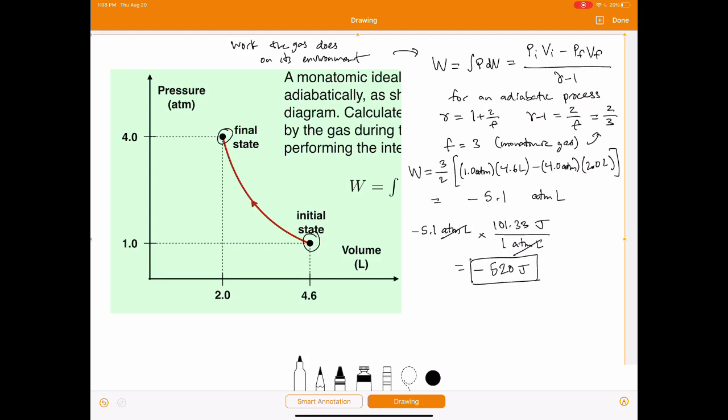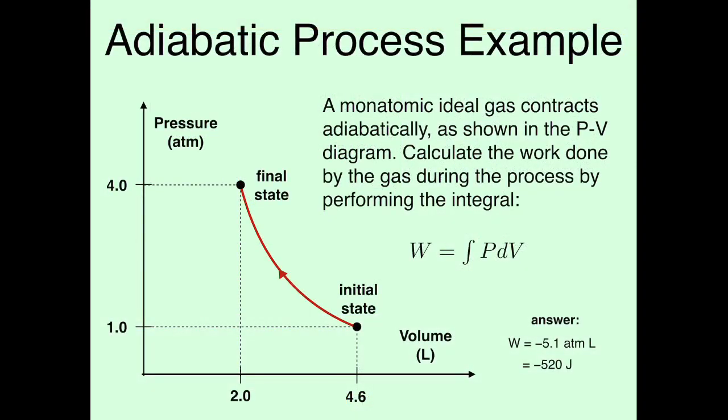On the other hand, if you wanted to contract a gas, it would have to go the other way. The environment would have to be doing work on the gas to push it inwards and shrink it to a smaller volume, which is indicated by this negative sign. That's what it means. And so those are the answers. The work is minus 5.1 atmosphere liters, which is equivalent to minus 520 joules.